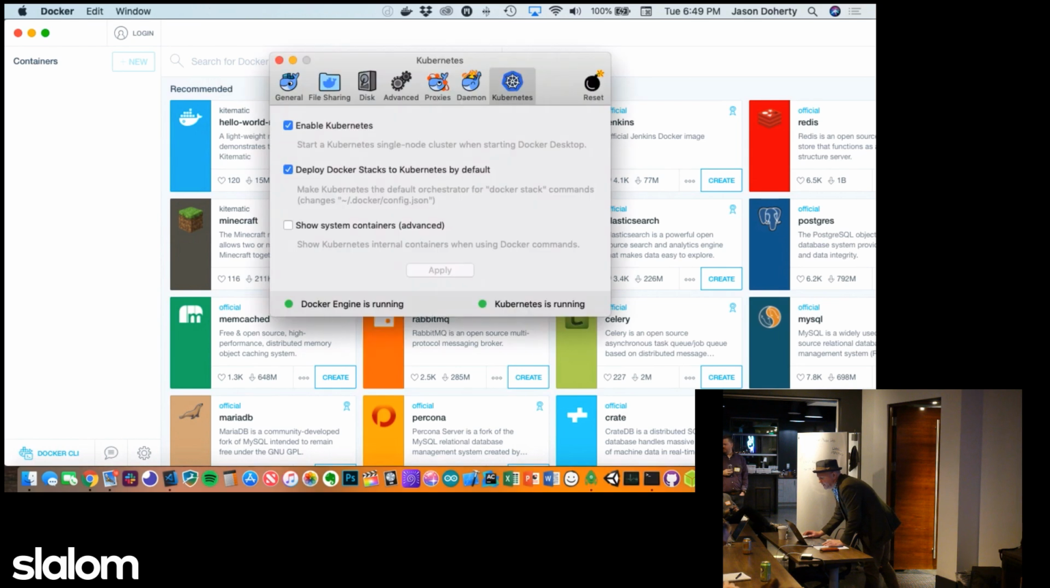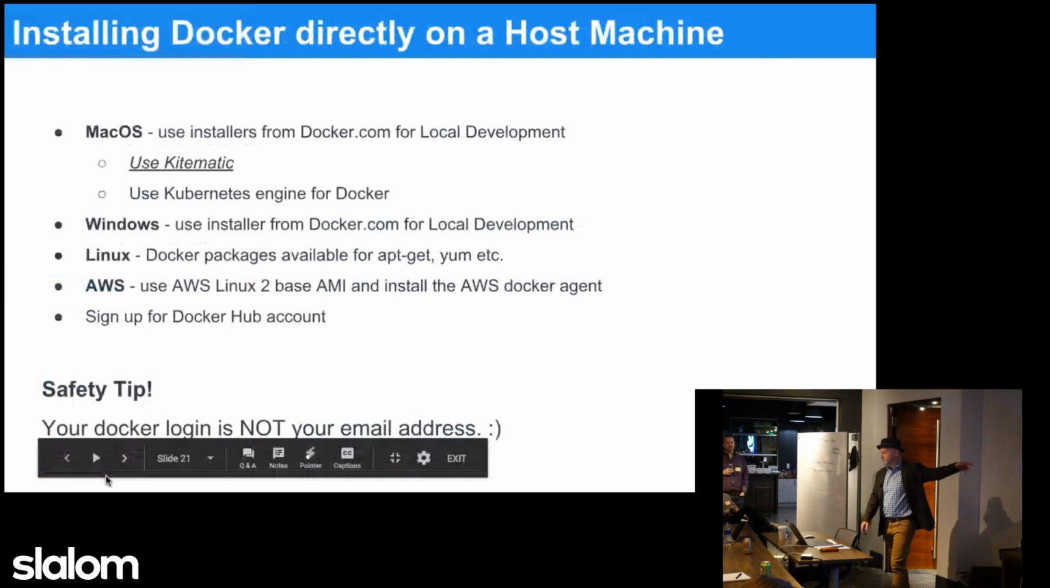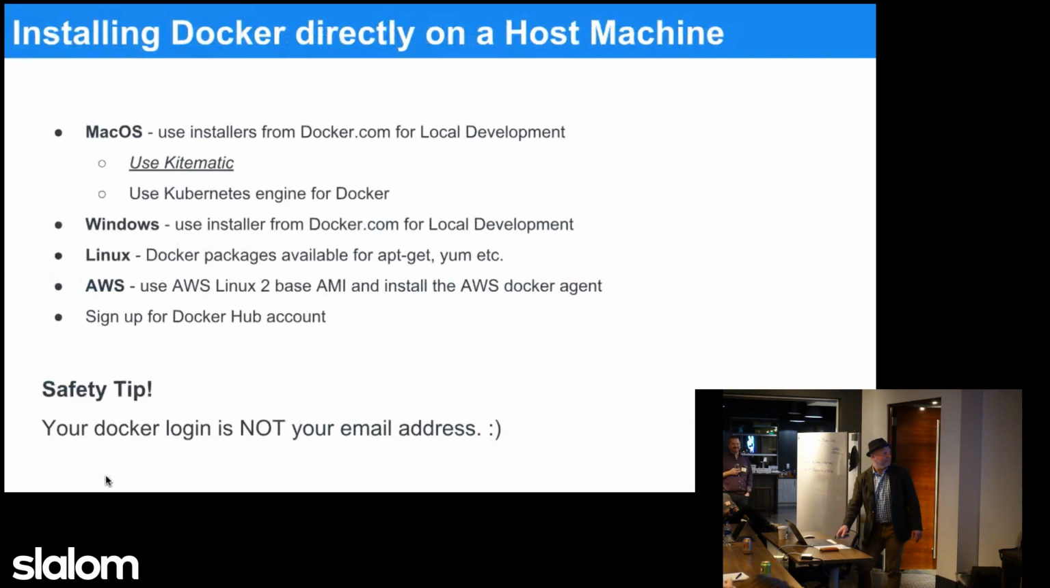But that's pretty much all I'd say: make sure to enable Kubernetes, use the default install. Don't use the brew install, it's terrible. Windows, I don't use Windows. Use the installer. Not biased at all.